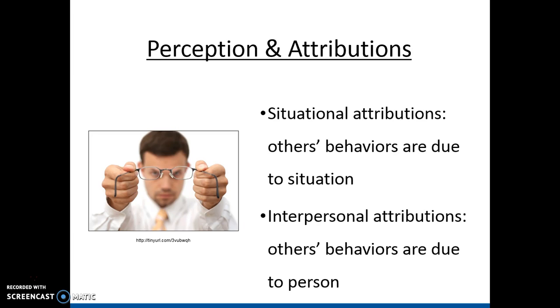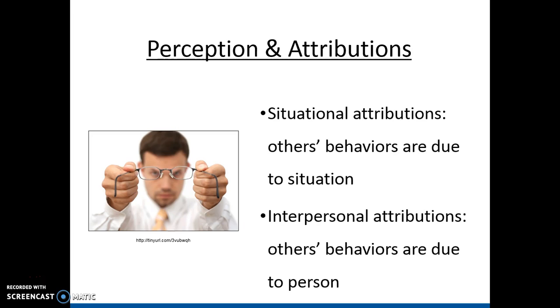Sometimes we focus on situational attributions. We assume that the other person's behavior is due to a situation. So for example, that friend who runs late. Well, maybe they're running late today because they got stuck in traffic, or maybe their boss held them a little bit later than usual. In this case, you're focusing on the external factors. You're focusing on, well, what could cause this person to do X, Y, Z?